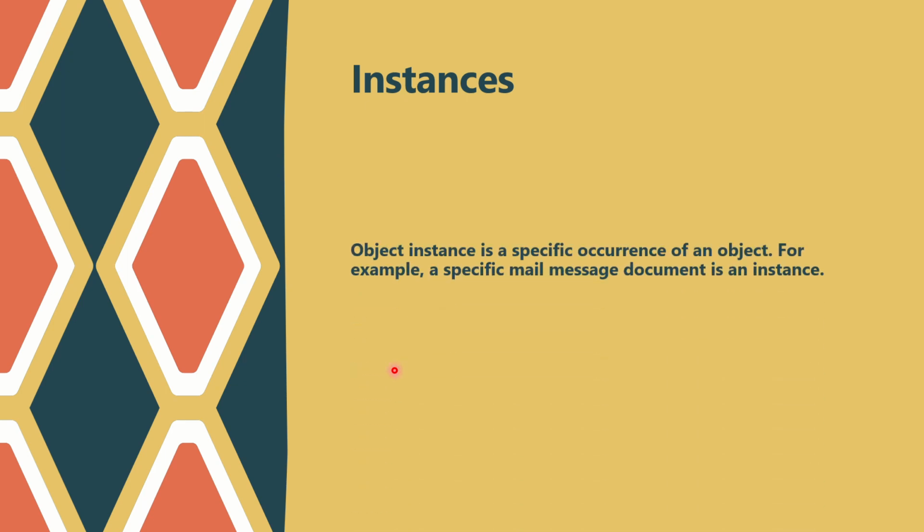Now let me explain the next topic, instances. An object instance is a specific occurrence of an object. So if you want a particular object to be seen, that is known as an instance or object instance. For example, a specific mail message document is also an instance. For that specific time, there will be some message popping up saying this message document was very important. So that object at that time is known as an instance.